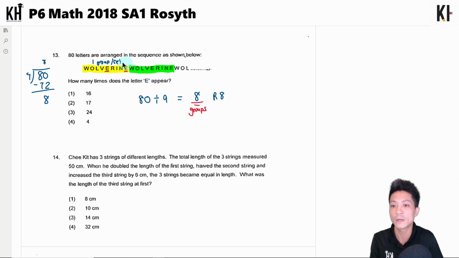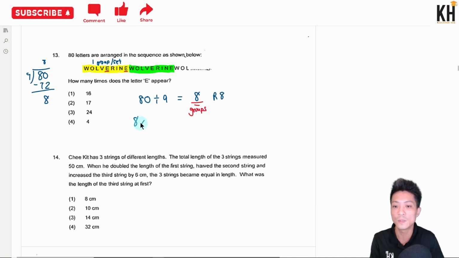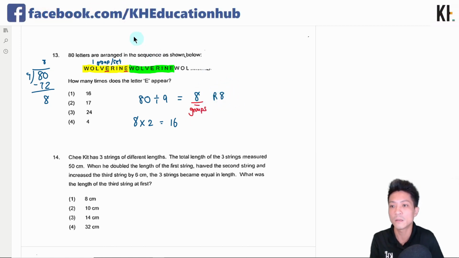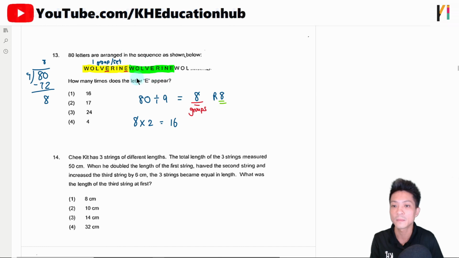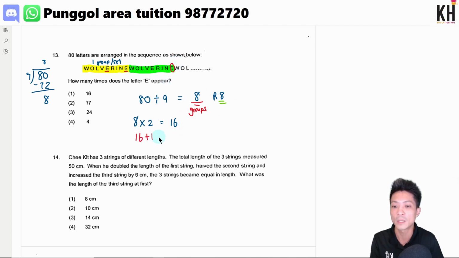Then in each group there are 2 E's. So the next step is to use 8 times 2, which gives 16 E's. But there's a remainder of 8 over here. The remainder of 8 means that there are 8 remaining alphabets. The remaining 8 alphabets will exclude the last E, so you still need to do 16 plus 1. So there are 17 E's. The answer is number 2.